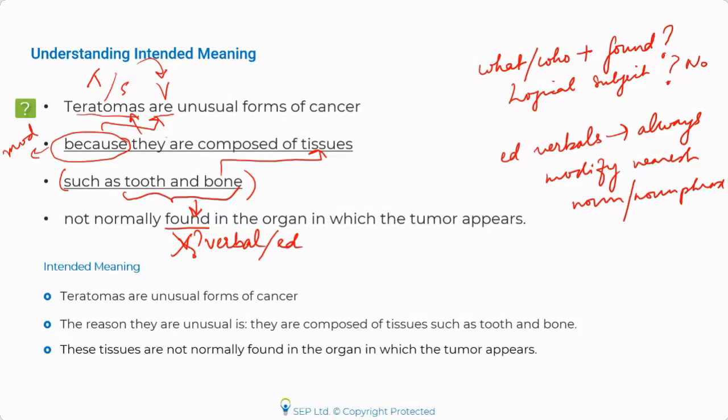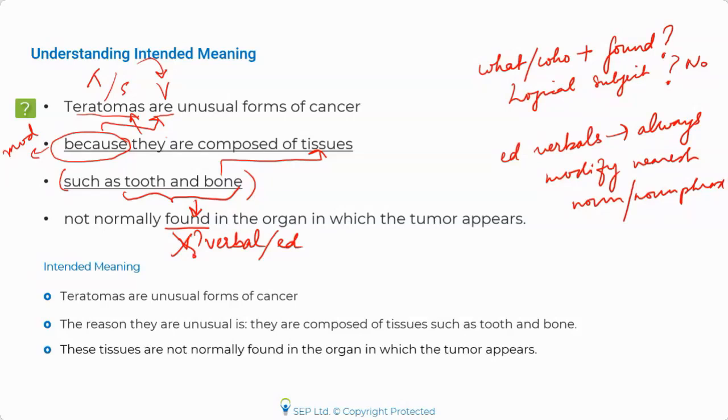Now the issue is ED verbals modify only nouns, okay? And they modify the nearest noun or nearest phrase. So the nearest noun or noun phrase that we have next to found is tooth and bone, which basically means the tooth and bone are not normally found. Okay. Arindam, the concept of passive form doesn't arise because it's not a verb. Even if it was in the passive form, there would be a helping verb. All right. So it is not a verb.